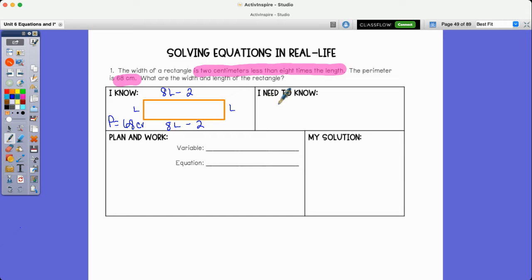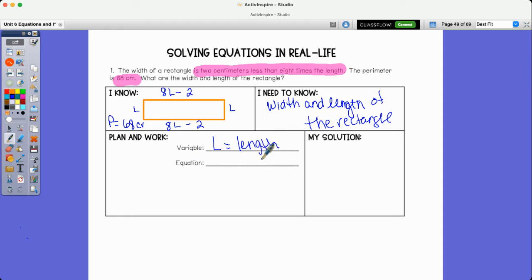So we're looking for what we need to know now. What we are looking for is the width and length of the rectangle. Okay, so now we have to look at the variables. What we are actually looking for is the length. The only variable I have is length because I wrote my width in terms of length. That makes life much easier.